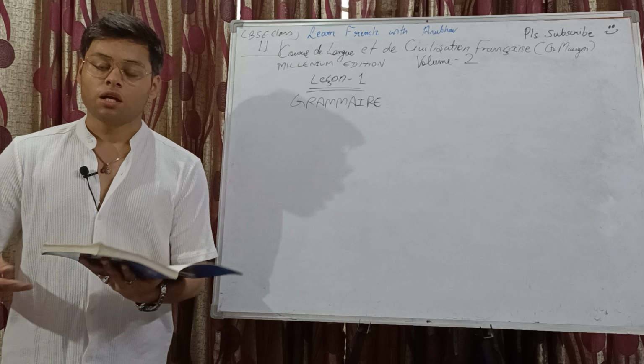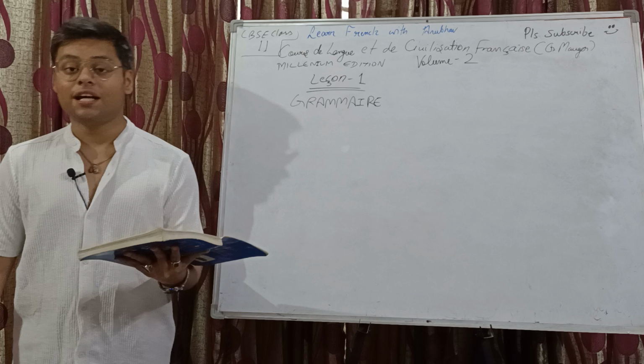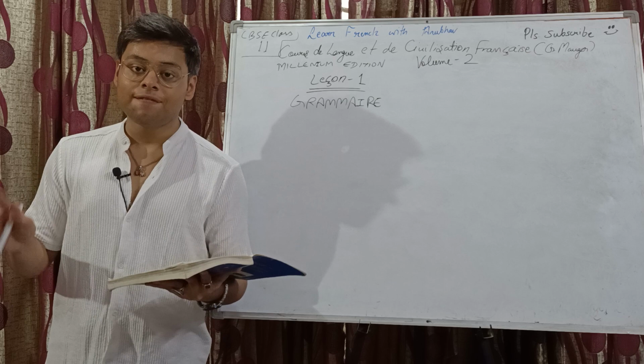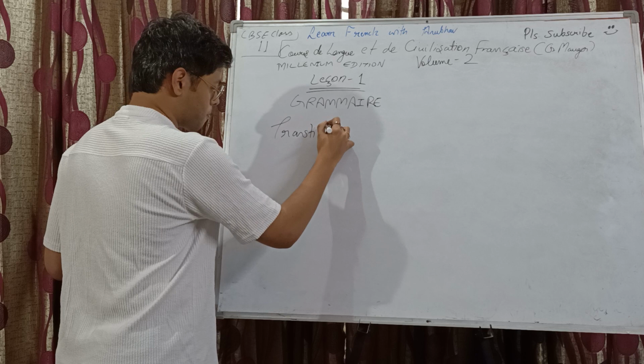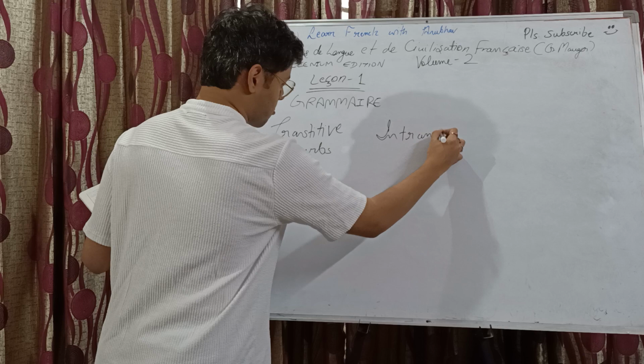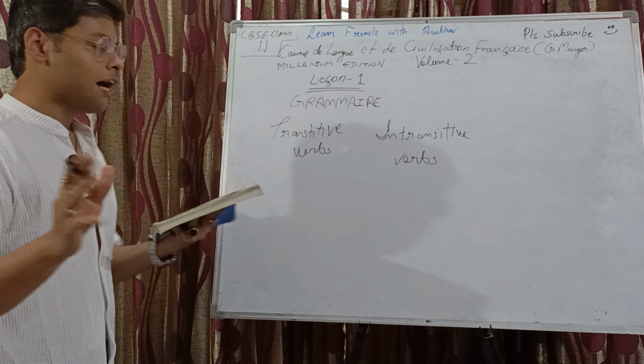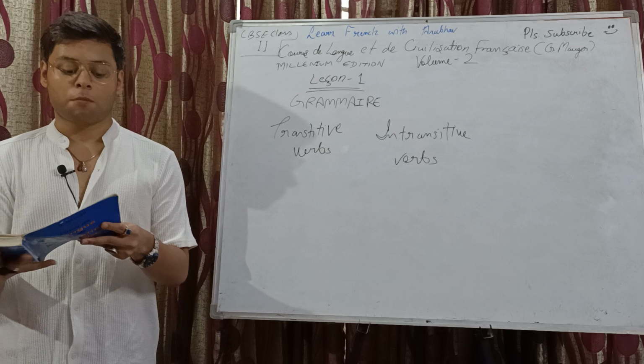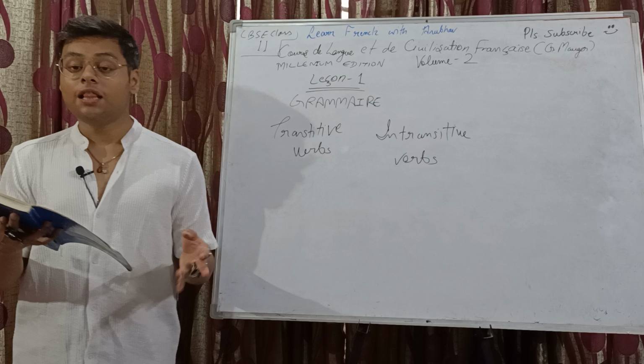So, let's start with the grammar discussion for chapter number 1, lesson 1, Un voyage à travers la France. So, grammar, first topic is verbe transitif, verbe intransitif. So, broadly, we have two categories of verbs, transitive and intransitive. So what's written in the book? Distinction importante pour la formation du passif, voir la leçon de.